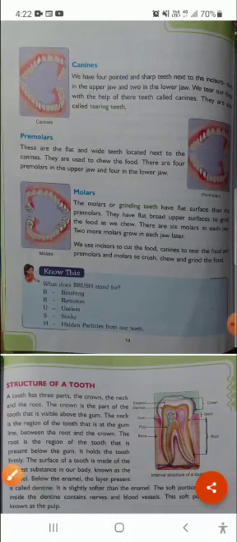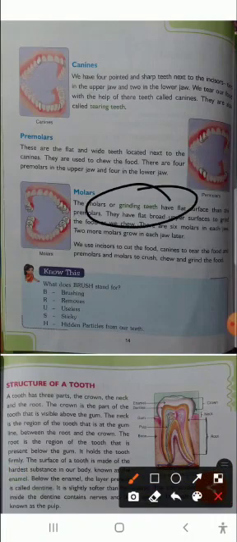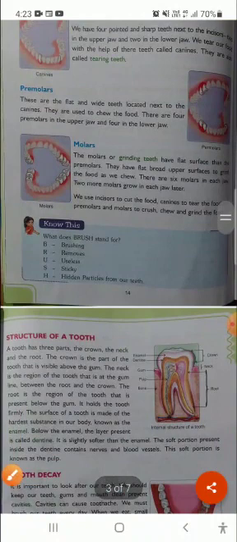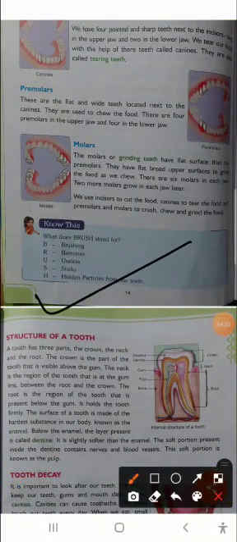These are also known as grinding teeth, and these molars have a more flat surface. They help to crush, grind and chew the food after tearing it. Now, this much you have to do in your copy, and later we will discuss the structure of the tooth in the next class.